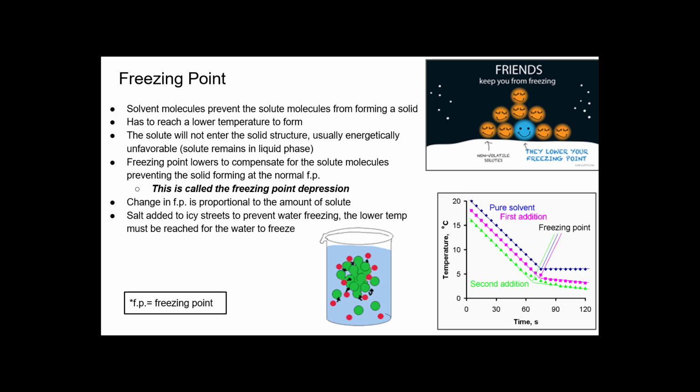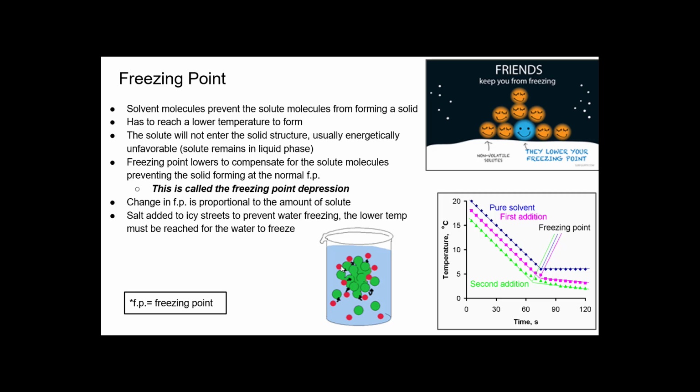So this is just more of what I'm saying here. I found a nice little picture here. Solvent molecules prevent the solute molecules from forming a solid. It has to reach a lower temperature to form. The solute will not enter the solid structure. So the solute will not allow this to become a solid, and when it does become a solid, it will push the impurities out of it.